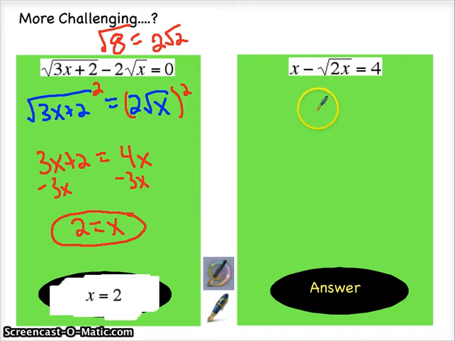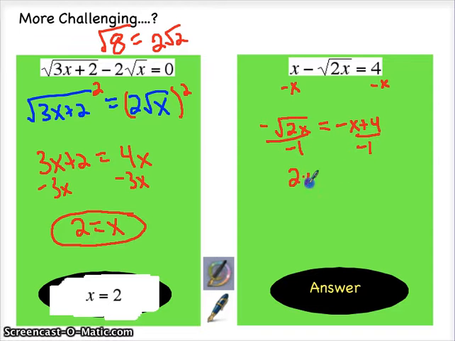Now on the right here, we do have a little more of a trick. I can't just add this stuff to the other side because that 4 is in the way. But that's not going to stop me. I'm going to do it anyway, because the nice part is, again, my biggest hint: isolate the root. We've got that root practically by itself over here. Negative x plus 4. Then I'm going to divide by a negative 1 and create the fact that the square root of 2x equals x minus 4.